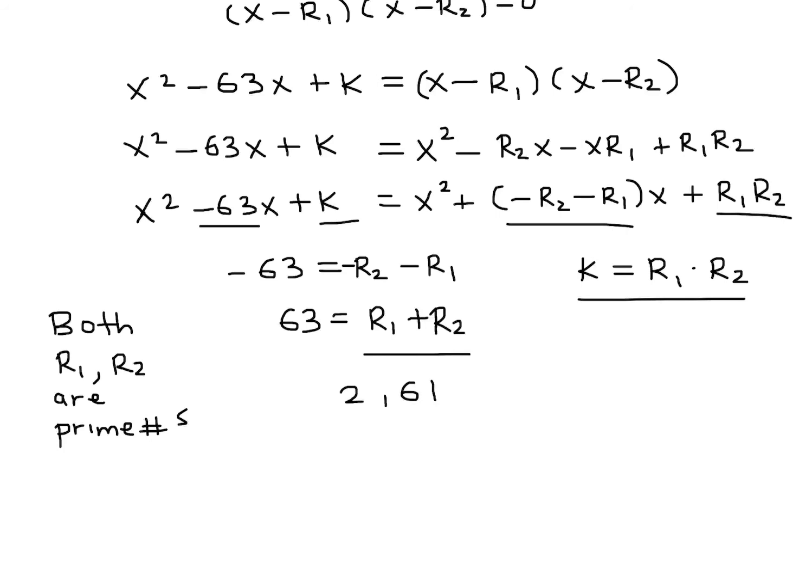2 is a prime, 61 is a prime, and 2 plus 61 is 63. And therefore k would be equal to 2 times 61, which is 122. So we have one possible value for k. Can we find any more? Well, 63 is a prime number, or no, 63 is not a prime number.